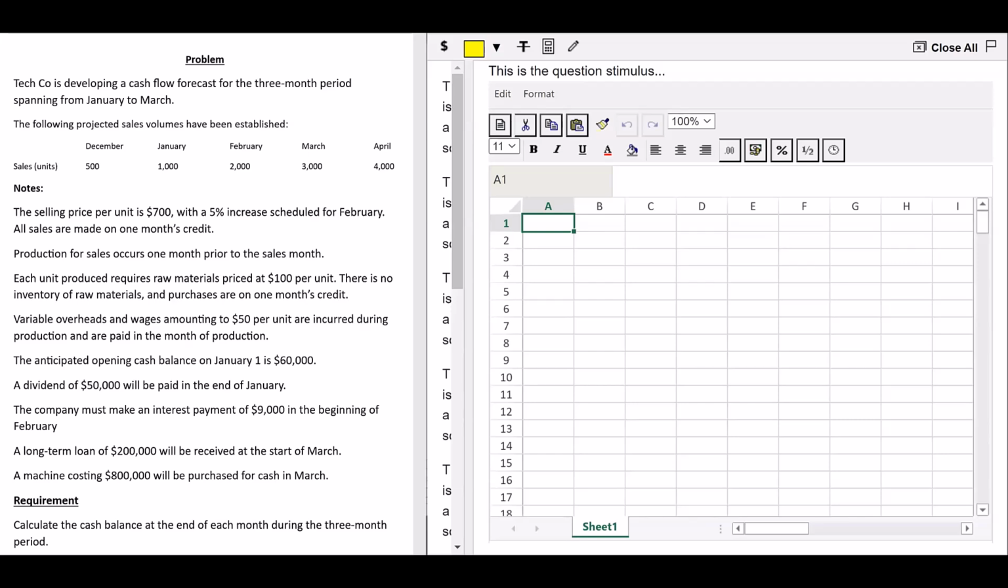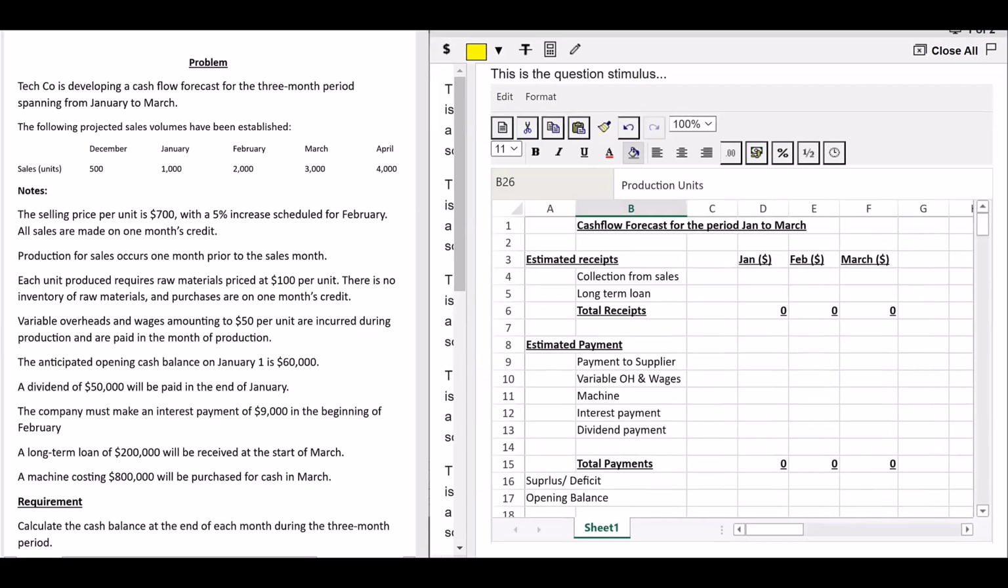Here we have it pre-filled, and let's start solving. Tech company is developing a cash flow forecast for the 3 months spanning from January to March. The following period sales volumes have been established. Sales units are given for December onwards till April, even though the cash flow forecast is required to be found out for Jan, Feb, March.